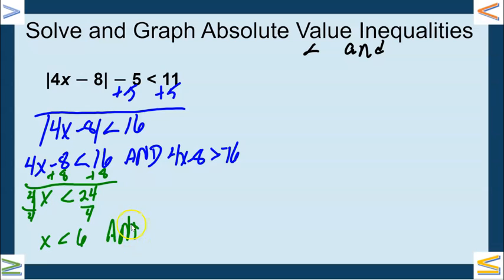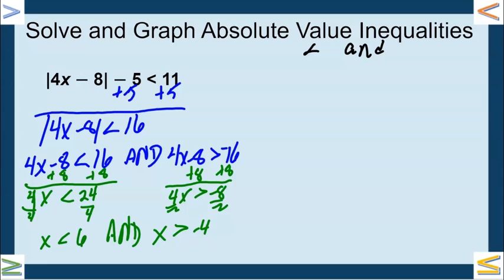And we have to make sure we put our keyword in there, and then we solve the other side. I'm going to add 8 to both sides, and this is going to give us 4x is greater than negative 8. To get x by itself, I'm going to divide by 2, and I'm going to have x is greater than negative 4. So that is one way we can solve it.